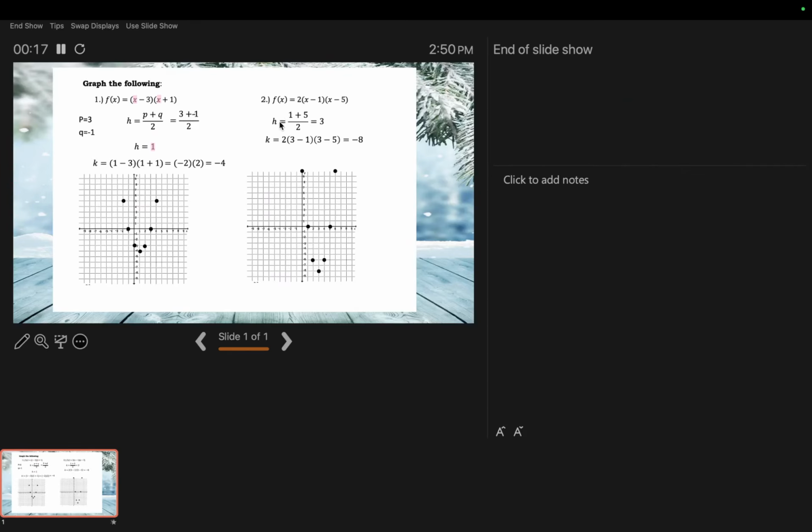All right, so first thing is take a look at your H. My x-intercepts would be 1 and 5. So if I add them and divide by 2, my H is 3. And if we plug 3 in for x, we should get -8. So my vertex is 3, -8.